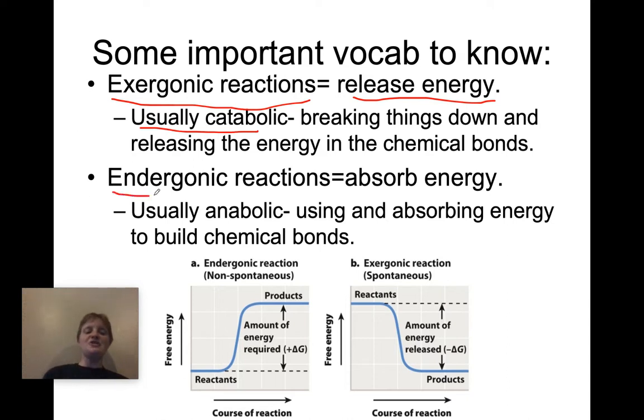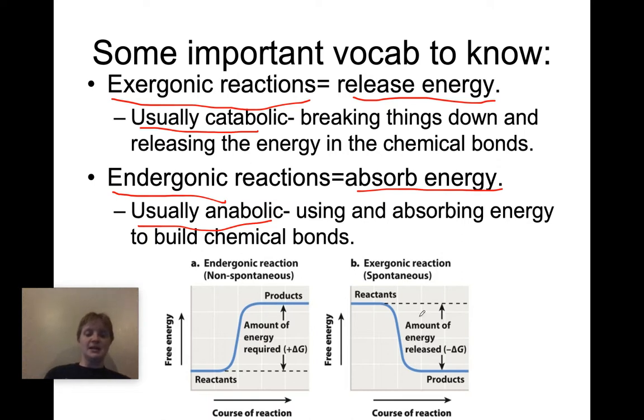And then there's endergonic. Ender means in, okay? So we're going to absorb energy inside, okay? We're going to take energy in. So endergonic reactions absorb energy. Now, these are usually anabolic because we need to absorb energy to build things, to build chemical bonds. So you probably want to have these graphs because they do help you see that change in G.